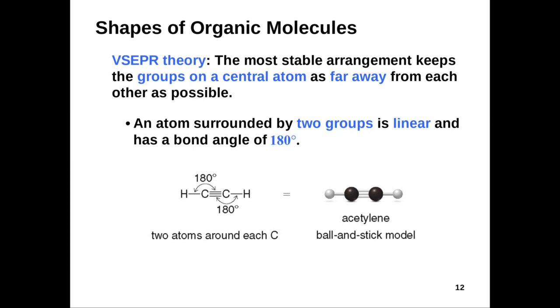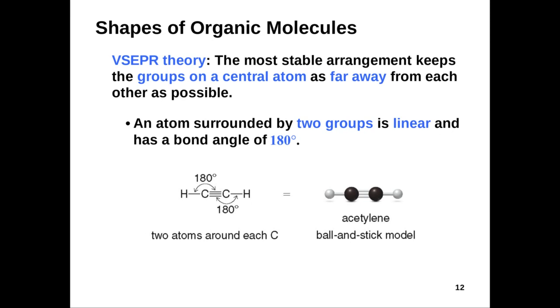This tells us that the most stable arrangement keeps the groups on a central atom as far away from each other as physically possible. And why is that, you might ask? Well, the reality is it's just about those electrons, right? Electrons are repulsive to one another. So if two electrons come together, they bounce off one another. So by keeping the atoms as far apart as you physically can, it keeps the electrons from interacting, thus making it the most stable.